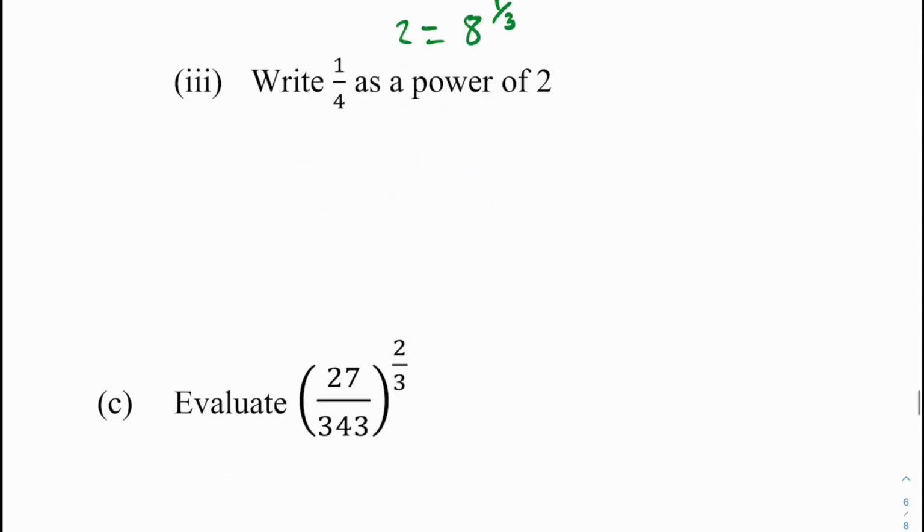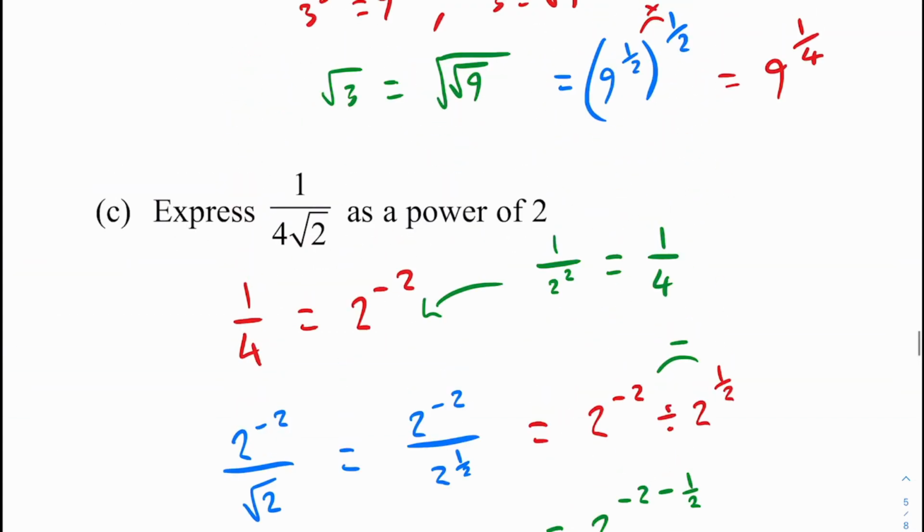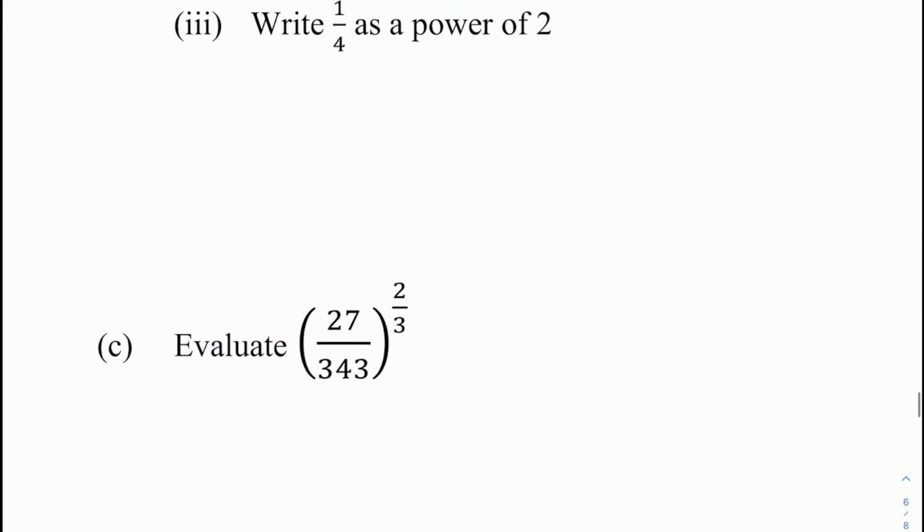Okay. We then need to write 1/4 as a power of 2. So remember, in this question here, we spotted how to do that. So 1/4 is equal to 1 over 2 squared, which is equal to 2 to the power of negative 2.